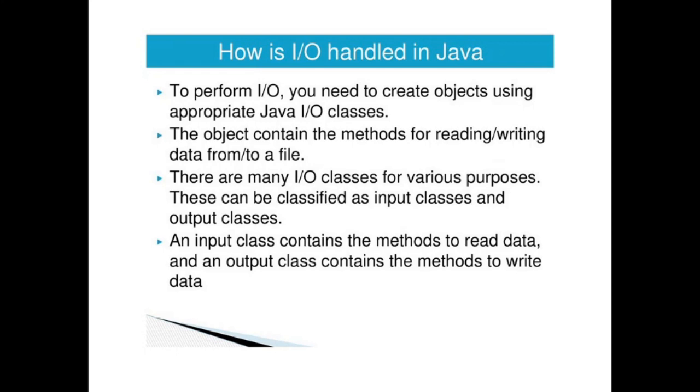Okay, so these can be classified as input classes and output classes. All the classes that help us in Java in taking information or reading information are grouped inside input classes, and all the functions or methods in Java that are used to store or show in the output or write something are grouped inside output classes. An input class contains the methods to read data, and an output class contains the methods to write data.